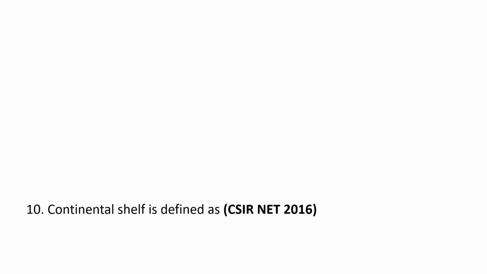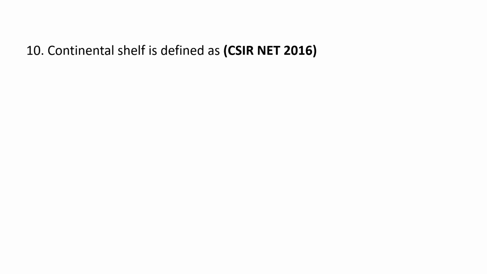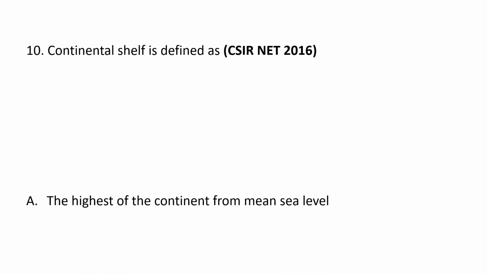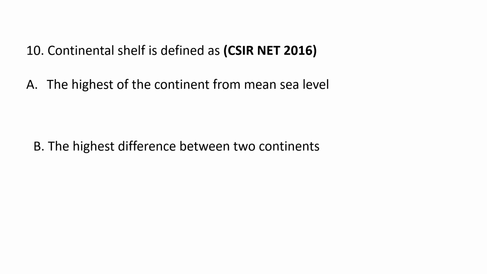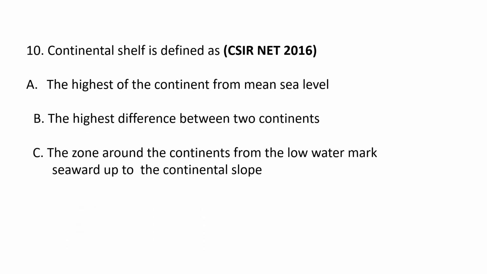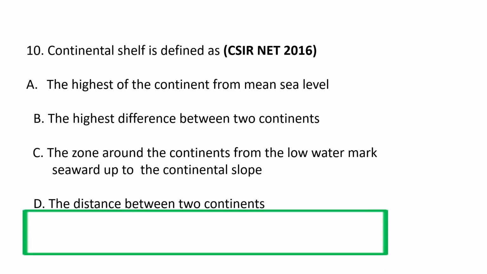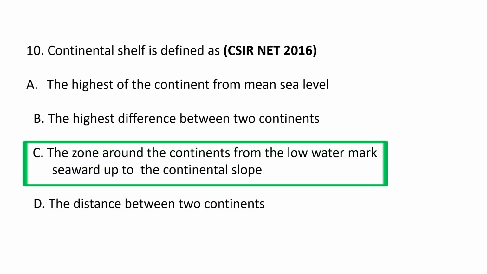Next question. Continental shelf is defined as A. The highest of the continent from mean sea level, B. The highest difference between two continents, and C. The zone around the continent from the low water mark seaward up to the continental slope, and D. The distance between the two continents. The correct option goes as C.